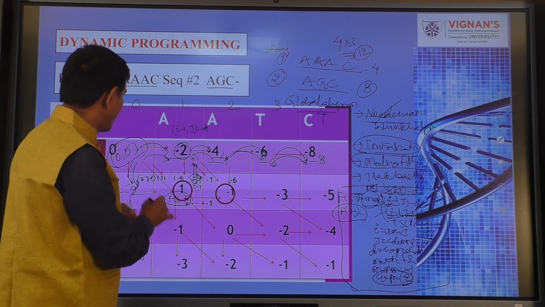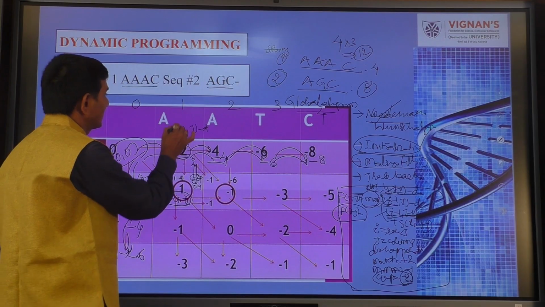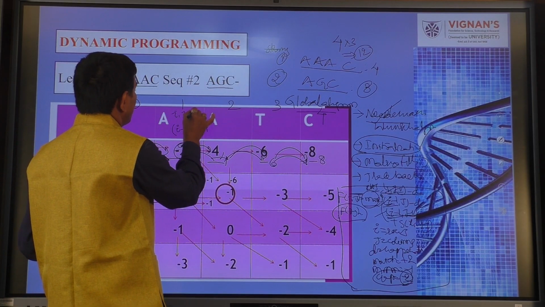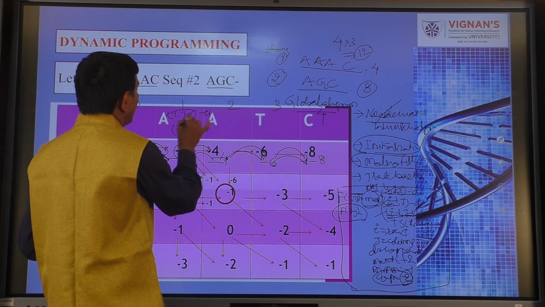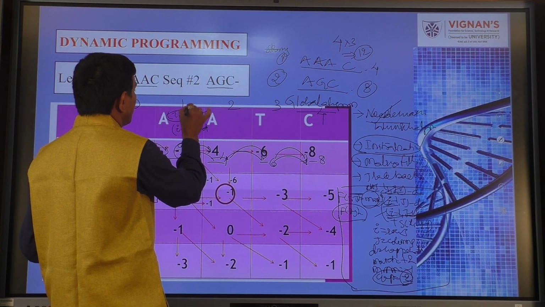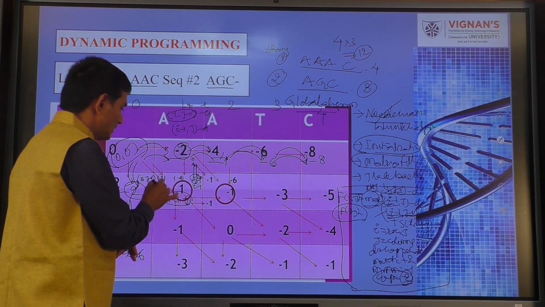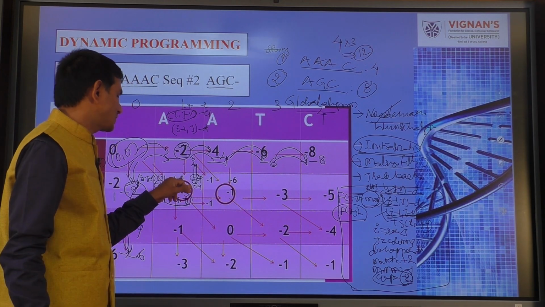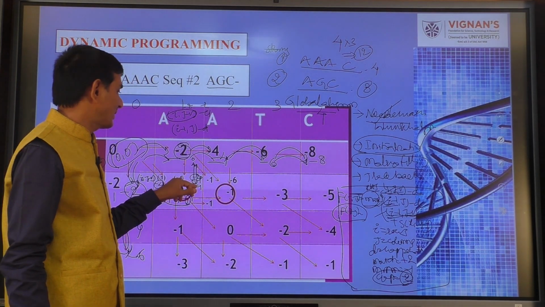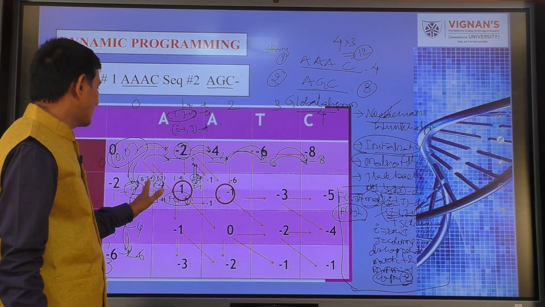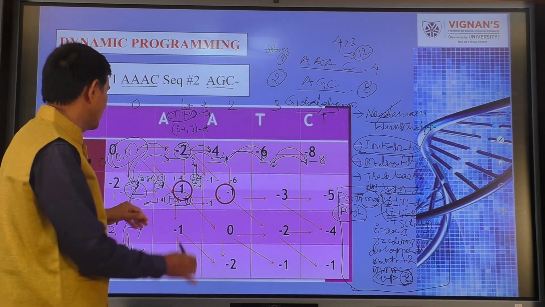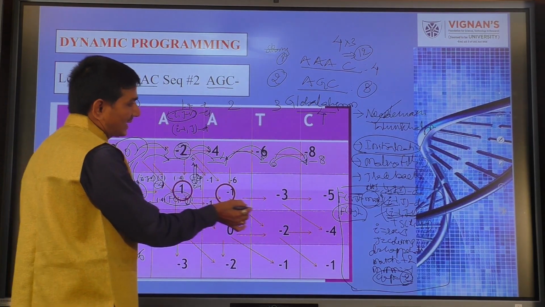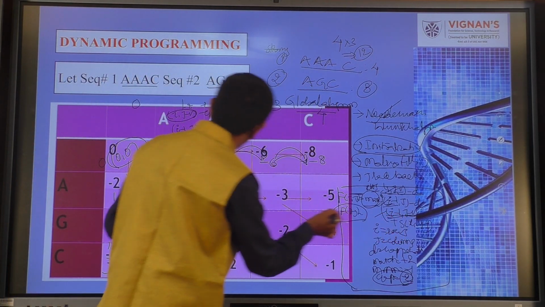The value in the i comma j minus 1 box is minus 2, and the gap is minus 2, so the value comes to minus 4. So, change in row is giving us a value of minus 4, and change in column is giving us a value of minus 4. Next is the third direction, that is change in both row and column.